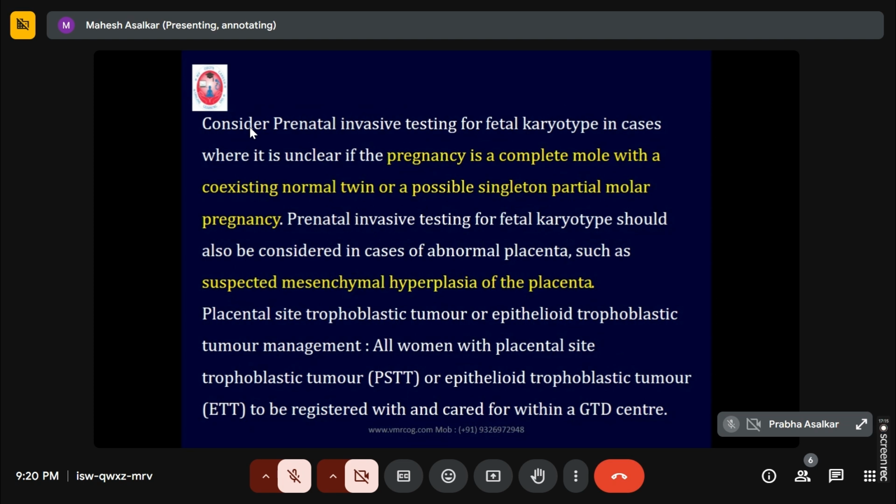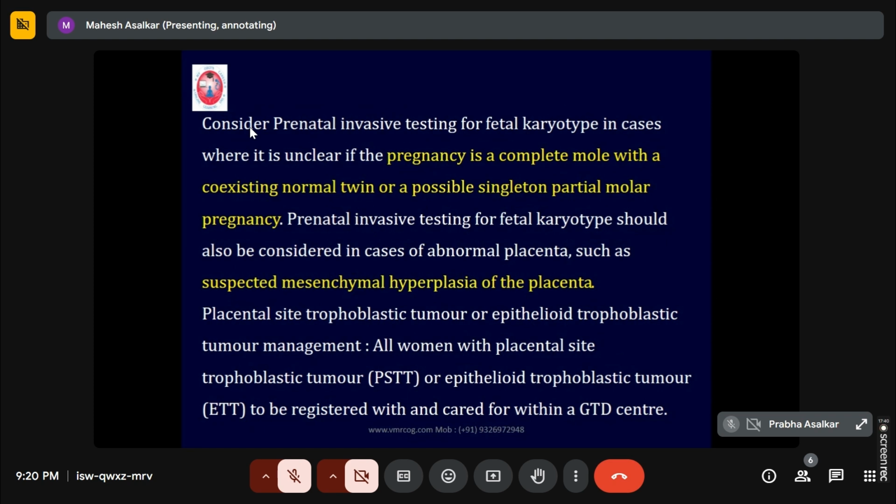Yes. So wherever it is indicated, fetal karyotyping is done when there is a twin pregnancy and you are not clear whether it is a complete mole with an associated normal twin, or a singleton partial molar pregnancy. It is also indicated when you get an abnormal placenta, such as suspected mesenchymal hyperplasia of the placenta.